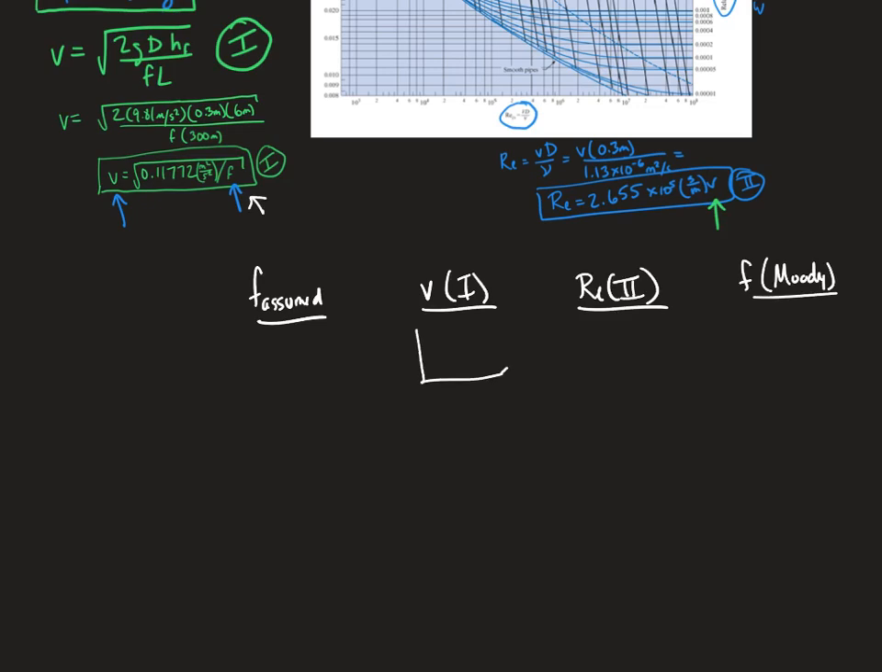So that's going to go right here. We will take that value of V and plug it in over here, and we will get a Reynolds number, which is going to go right here. Once we get a Reynolds number, we will go to Moody and get a better guess for F. Once we have a better guess for F, we're going to plug it into the first equation, and that will give us an F value right here. Okay?